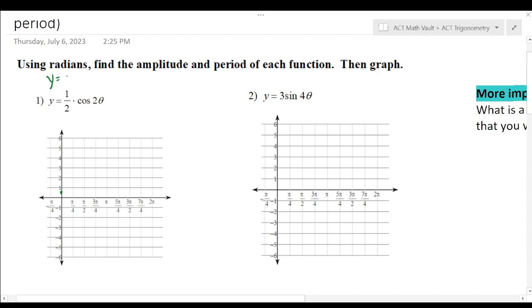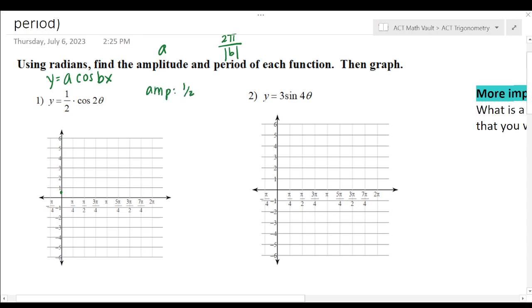But in order to understand the formulas, we have to think of this layout as A cosine bx. Okay, so the amplitude is always the A. And then the period is always 2 pi over the absolute value of the B. That's only for sine and cosine, by the way. So the A here is the amplitude.